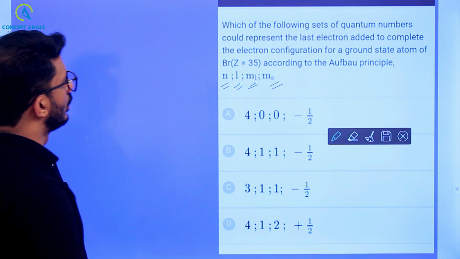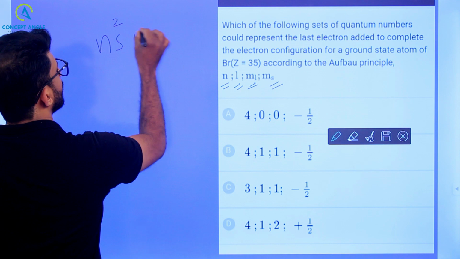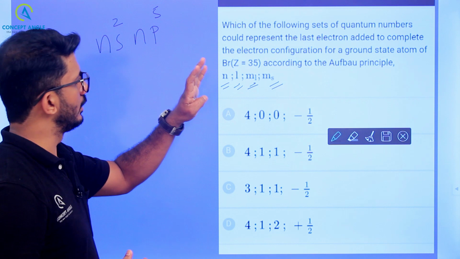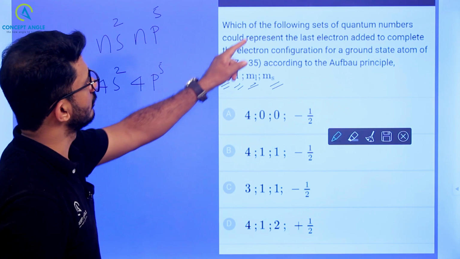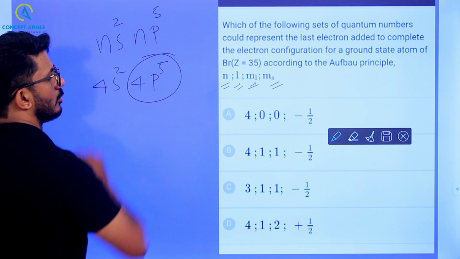Bromine is a 17th group element. The general electronic configuration is ns2np5. In which period is bromine? Fluorine is in the second period, then chlorine, then bromine, so the fourth period. That means 4s2 4p5. Which of the following sets of quantum numbers could represent the last electron added? Which is the last electron? That is the fifth electron in the p orbital. So here n is equal to 4.